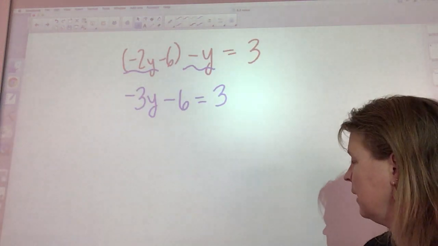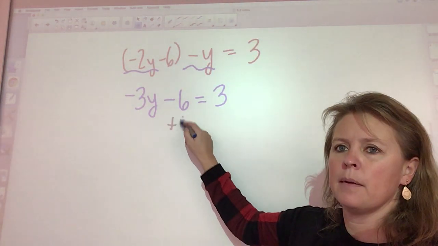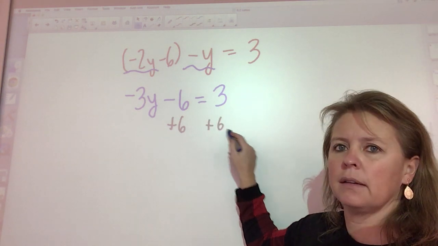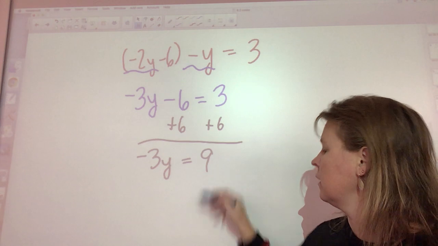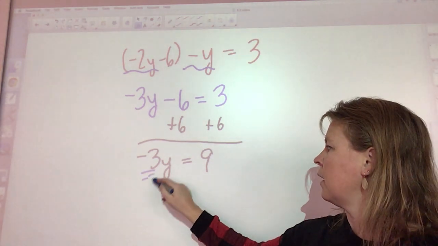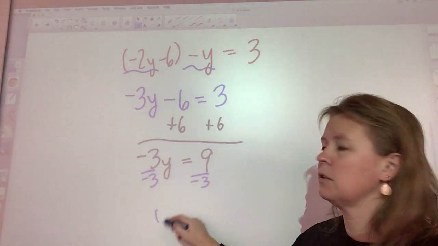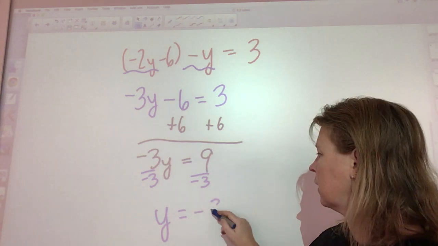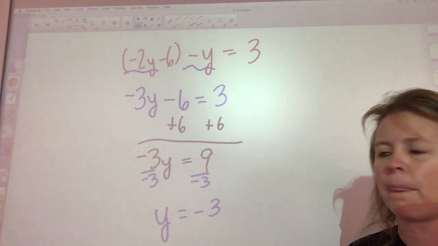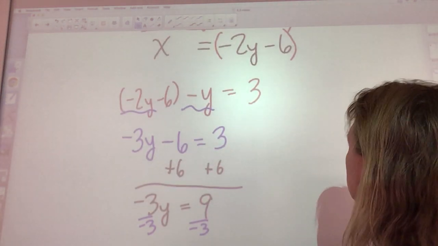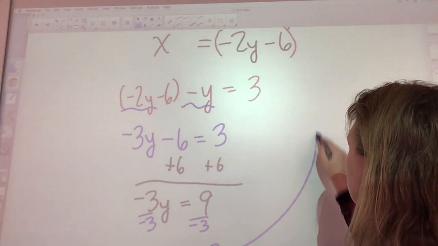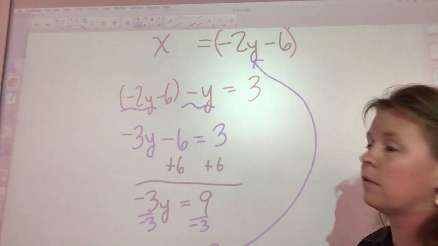Finish it up by adding 6 to both sides. Plus 6 plus 6. You get -3y equals 9. And when you divide by -3 on both sides, you get y equals -3. This time you have y. How do you find x? Go find those parentheses. -3 goes in right there for y.